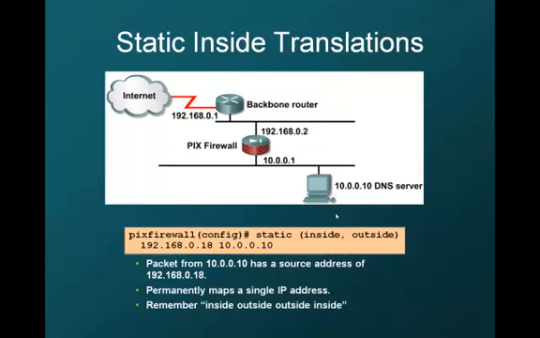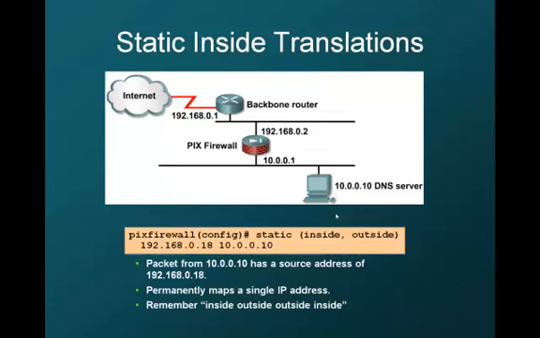It's static, and in the parentheses, the interfaces in question. In this case, it's the inside and the outside interfaces, and that's the flow. It's from internal to external in terms of a static NAT statement. So we go static, parenthesis, inside, outside. And then, of course, we flip it, because someone that wrote this IOS was crazy, and we use the global IP followed by the internal IP. So the global IP will be 192.168.0.18, and the internal IP will be 10.0.0.10.